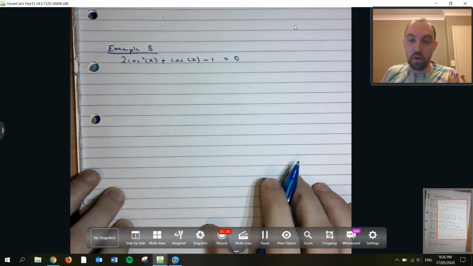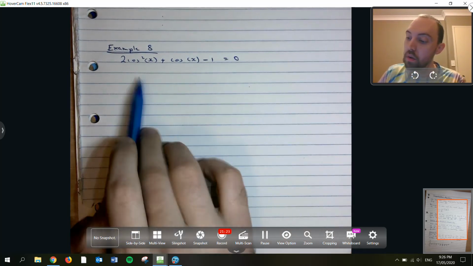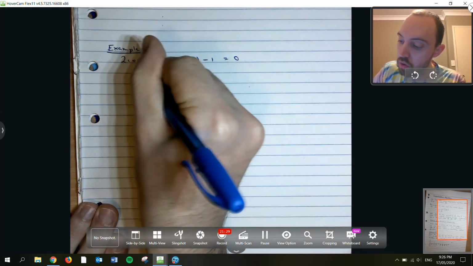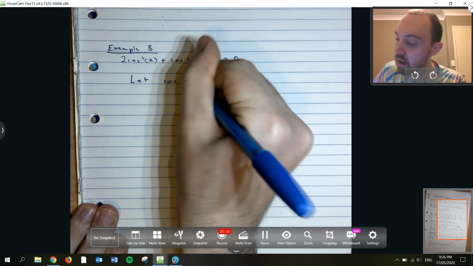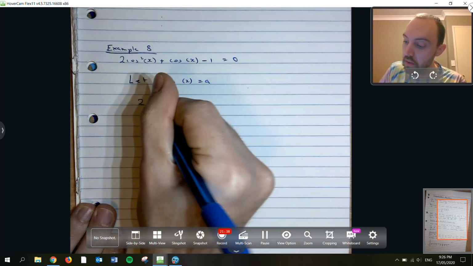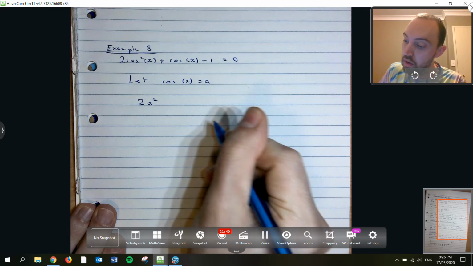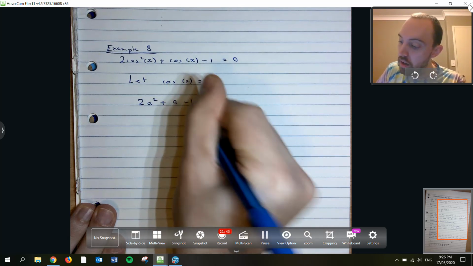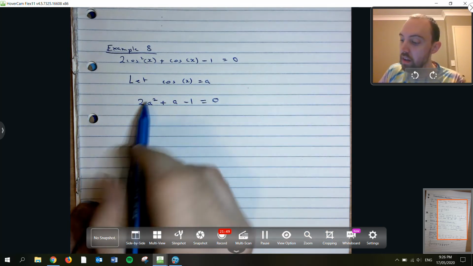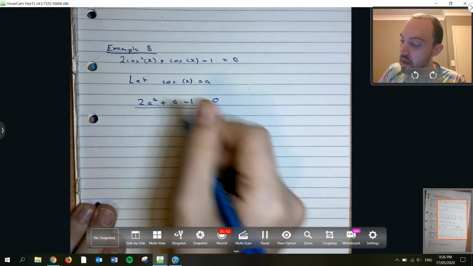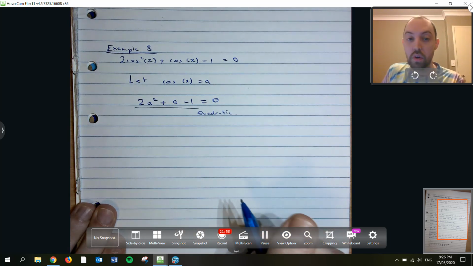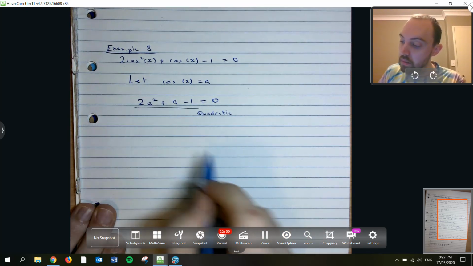And last one, we have a situation where we've got cos squared of x. Now, why don't we try something where we say let cos of x equal to a. And so we would actually have 2 lots of a squared, add a, take 1. So anytime I've seen cos, I've replaced it with a. And then what do I get here? Well, this is a quadratic.